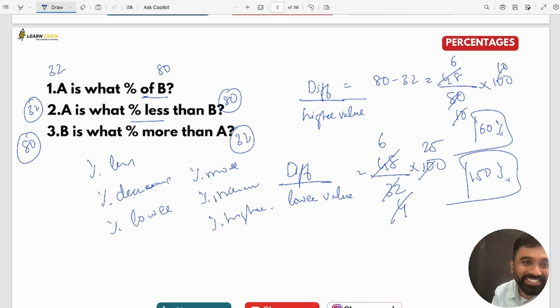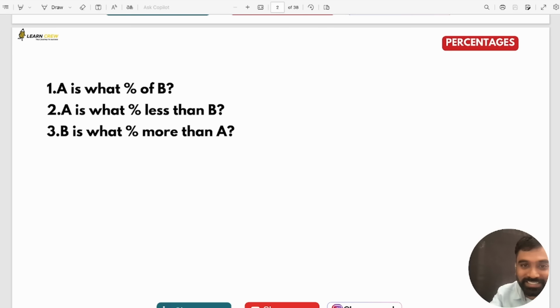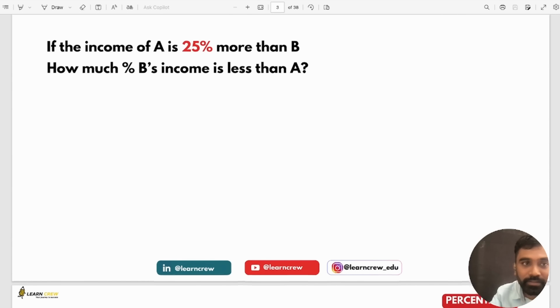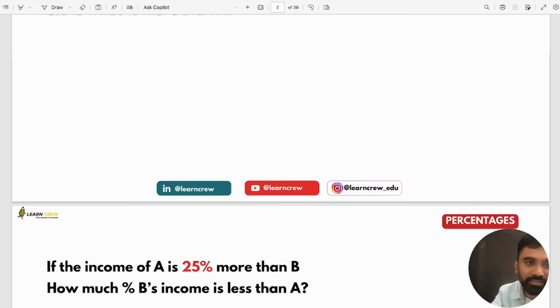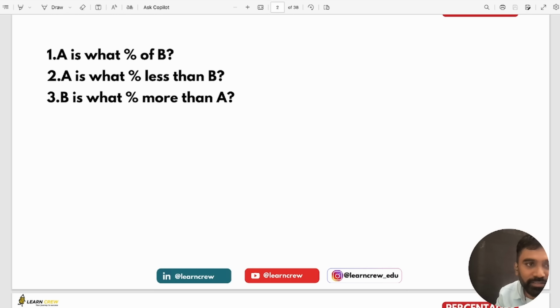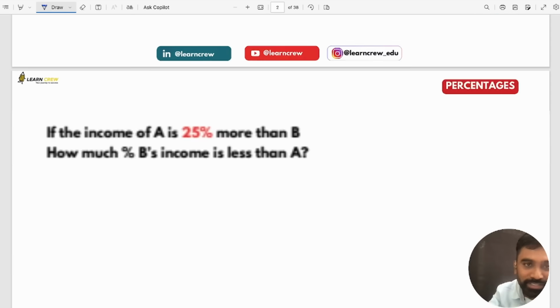Right, okay, with this said, let us get into the next important thing over here. Let me just read it and go for it. The first question: if the income of A is 25% more than B, how much percentage is B's income less than A? What is the question asked? B's income is less than A. It is the statement they are asking: B is what percentage less than A?